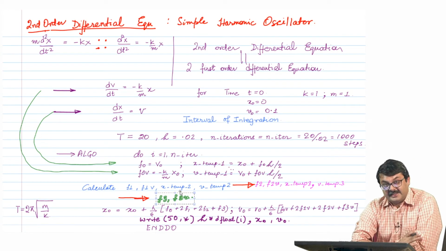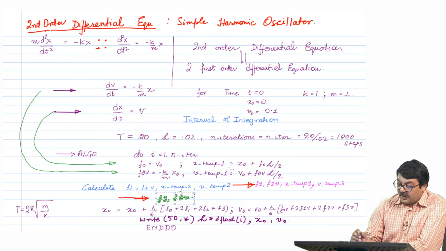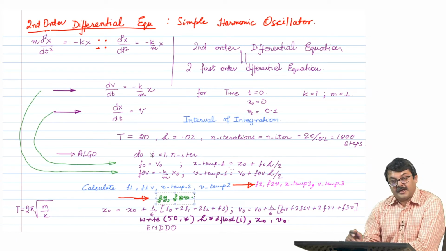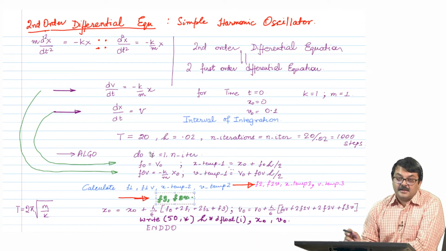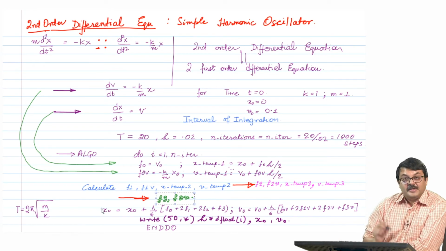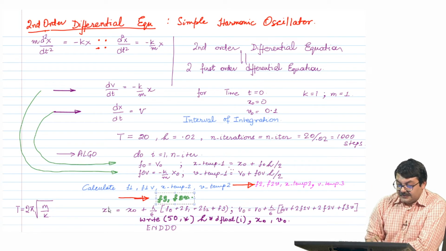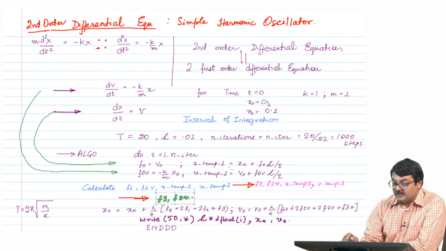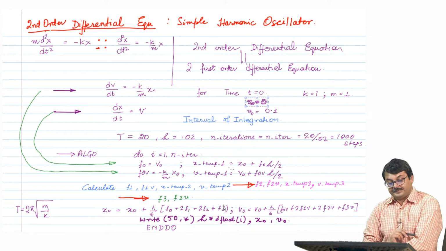This was discussed in great detail in the last class. If you have any confusion, please refer to the end of the last class. And once you have f 0, f 1, f 2 and f 3, and similarly f 0 v, f 1 v, f 2 v and f 3 v, then we can do the actual update of the position or the variable x, which is nothing but the previous value x 0 plus h by 6, f 0 plus 2 f 1 plus 2 f 2 plus f 3.